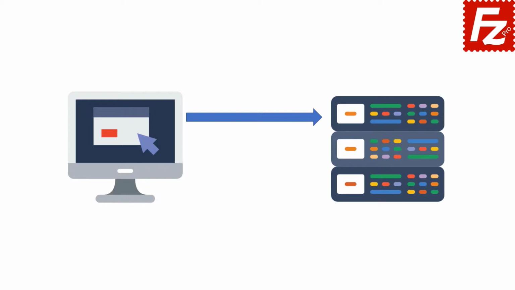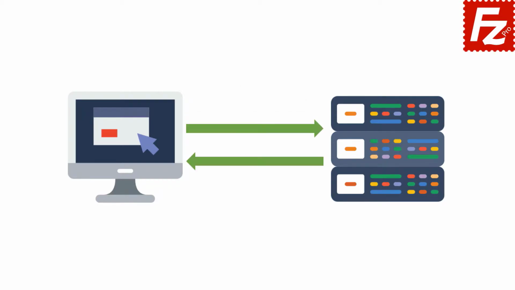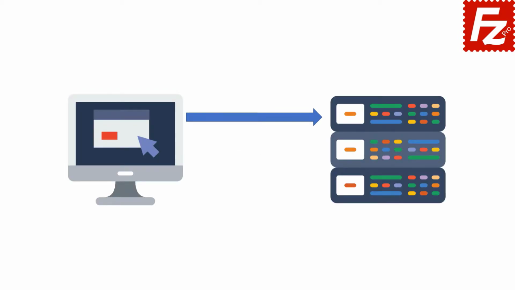This is the so-called control connection. The control connection is used for sending and receiving commands and responses. For the transfer of files and folder contents, separate data connections are used. These can be established in two ways. In active mode, the client starts listening on a port and communicating that port number to the server through the control connection. FileZilla and FileZilla Pro use any available port. The server then initiates the data connection to the client's port.